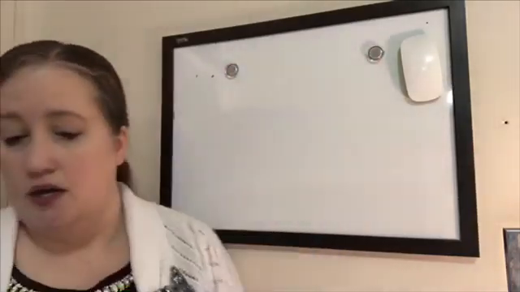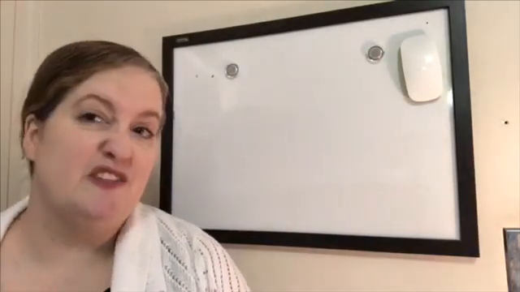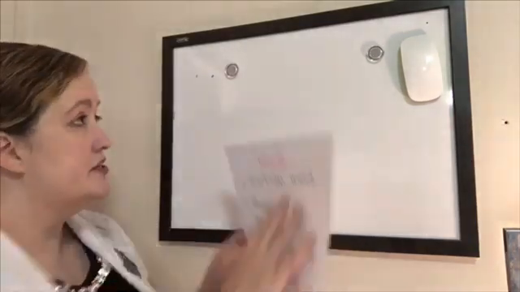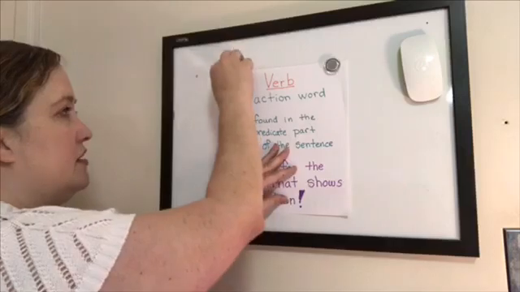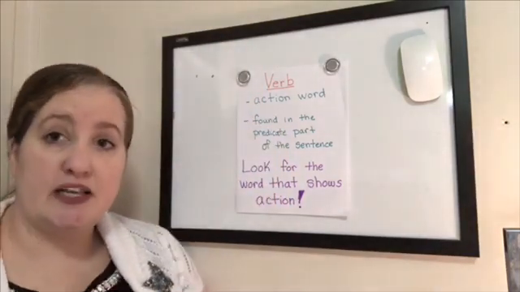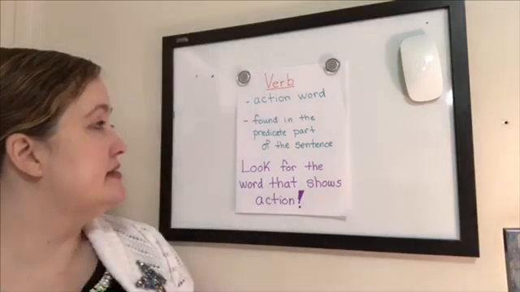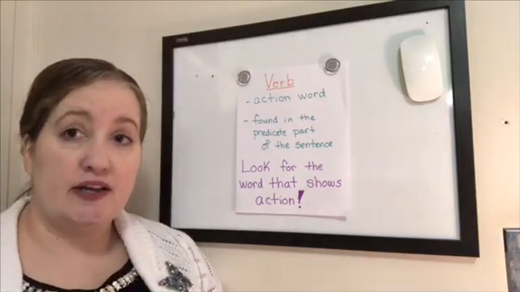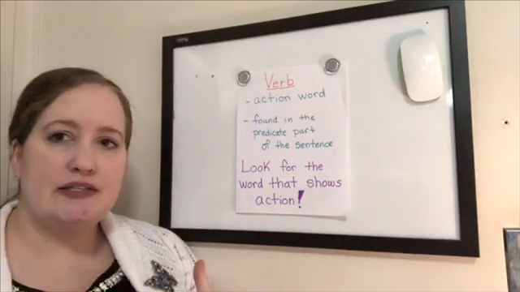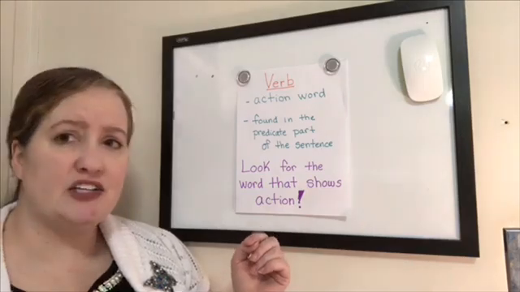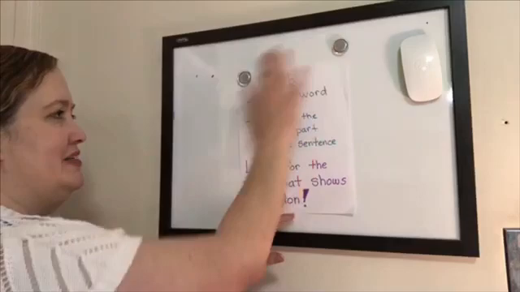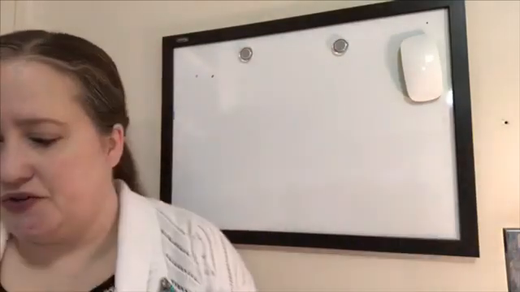So we will start talking about all the 8 parts of speech. We won't do them all in this video, but we are going to start by talking about verbs. And verbs are action words. They are the doers of the sentence. Usually found in the predicate, and the predicate is usually at the end of a sentence. So when you read a sentence, you need to look for the action word, the word that shows action. So let's do a couple of those right here.